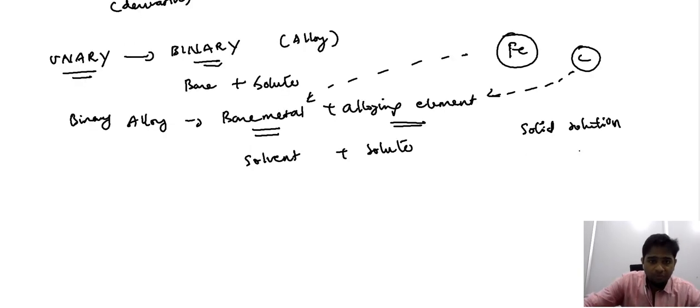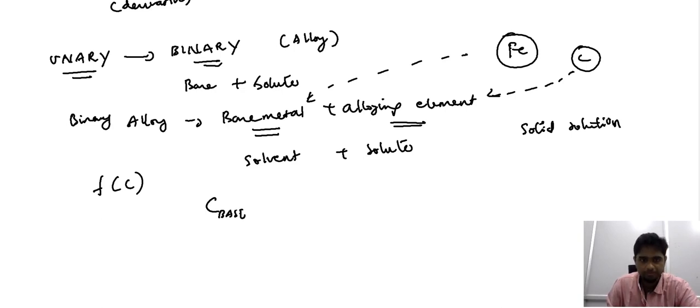Now when you want to describe the free energy of such a binary system, recall that when we described the free energy of the unary system, we described it like this. In this case, when we want to describe the free energy of a binary system, generally we need to include two concentrations. For unary system, we consider only one concentration. In case of binary system, we need to include the concentration of the base metal and the concentration of the alloying element. Let us assume the concentration of the base metal to be Cb, and the concentration of the alloying element to be Ca.